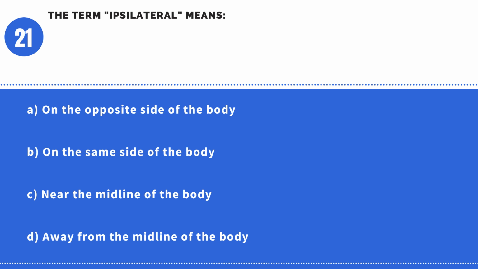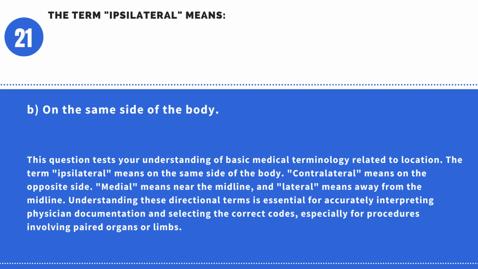Question 21. The term ipsilateral means: A. On the opposite side of the body. B. On the same side of the body. C. Near the midline of the body. D. Away from the midline of the body. Answer: B. On the same side of the body.